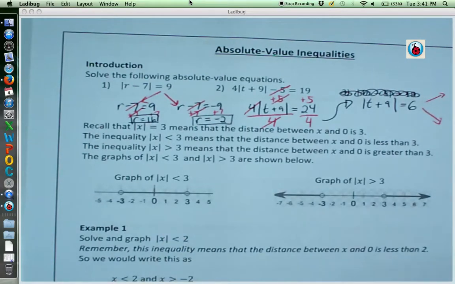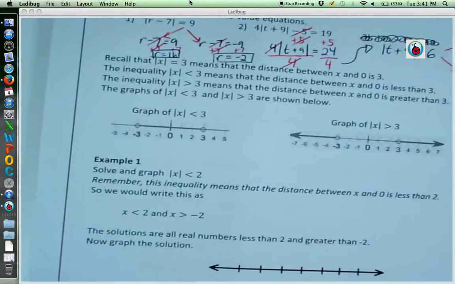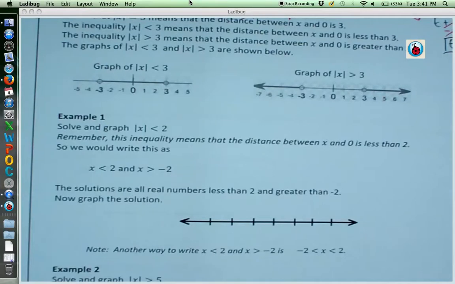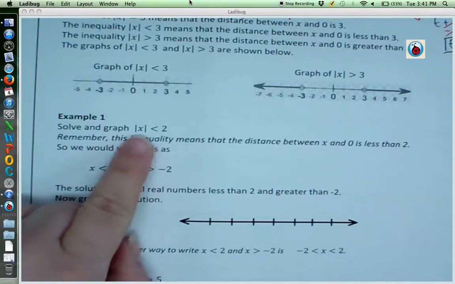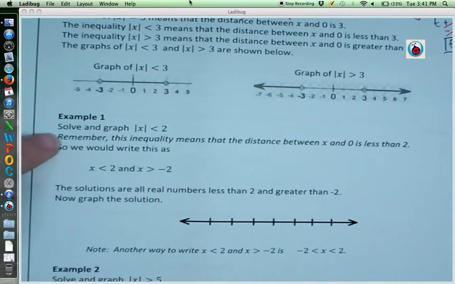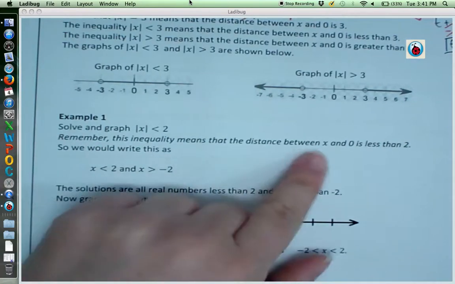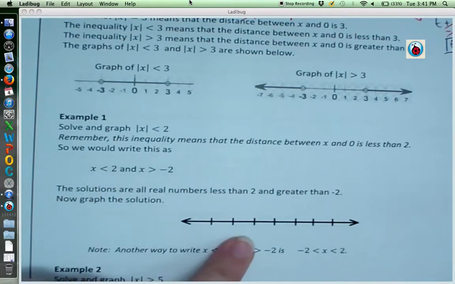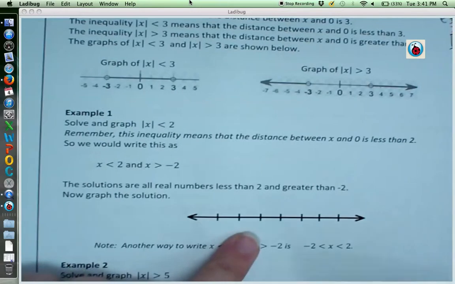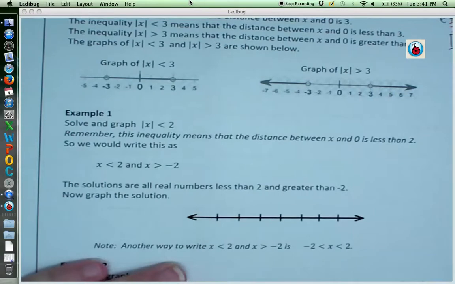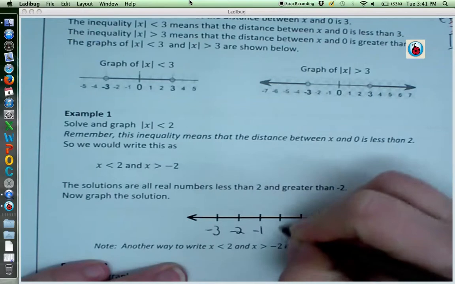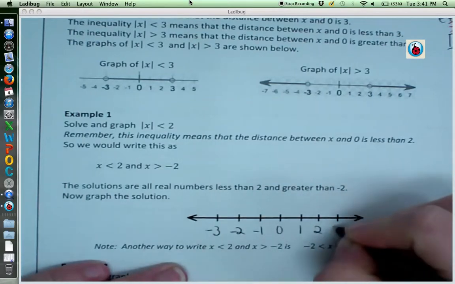All right, so this will help us with solving a few examples here. Example 1, solve and graph: the absolute value of x is less than 2. Remember, that means that the distance between whatever x is and 0 is going to be less than 2. So I'm going to go to my number line here and set up a number line. I want to make sure that 2 and negative 2 are part of my number line. I also want 0 to be part of my number line. So I'm going to start at negative 3, negative 2, negative 1, 0, positive 1, 2, and 3.